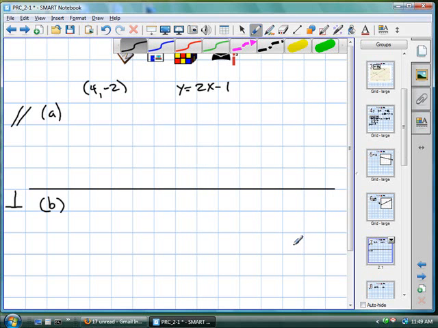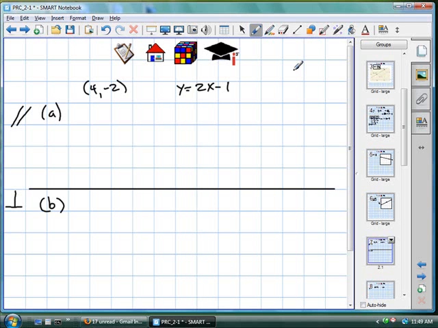All right, for our next little exercise, here's what I'd like to do. This time you'll notice I gave you a point and the equation of a line. Point (4, -2), line equation y = 2x - 1. Part A, we want to find the equation of a line that is parallel to that line and goes through that point. In part B, we want to find the equation of a line that is perpendicular to that line and goes through that point.